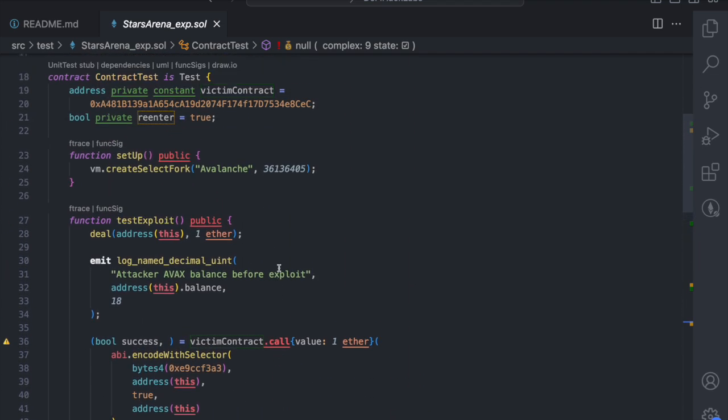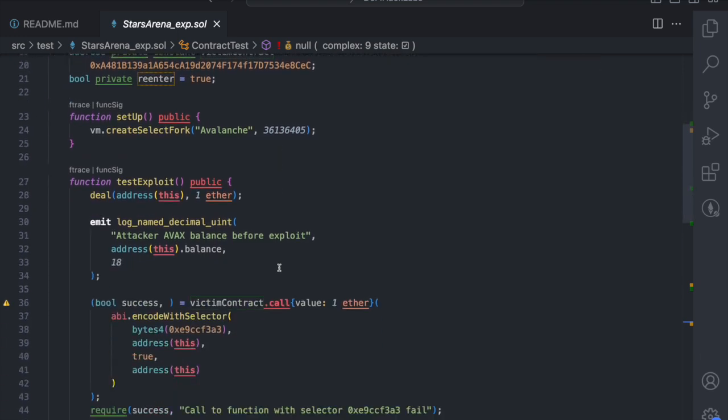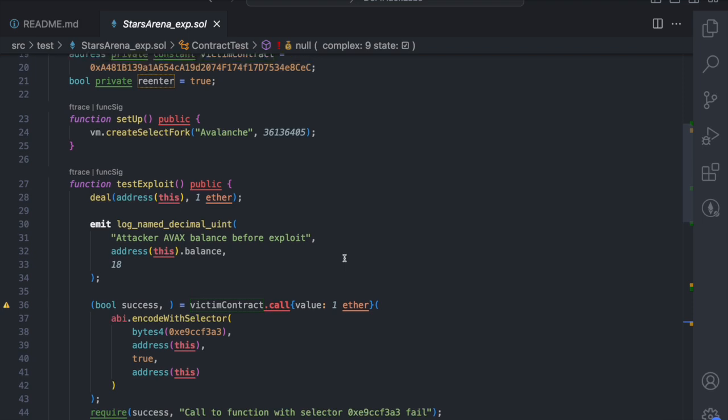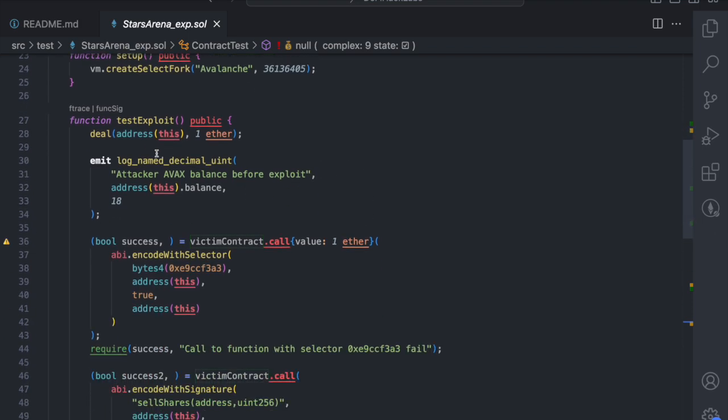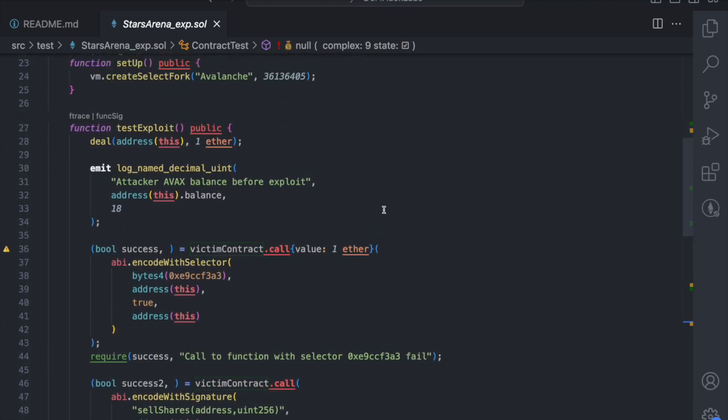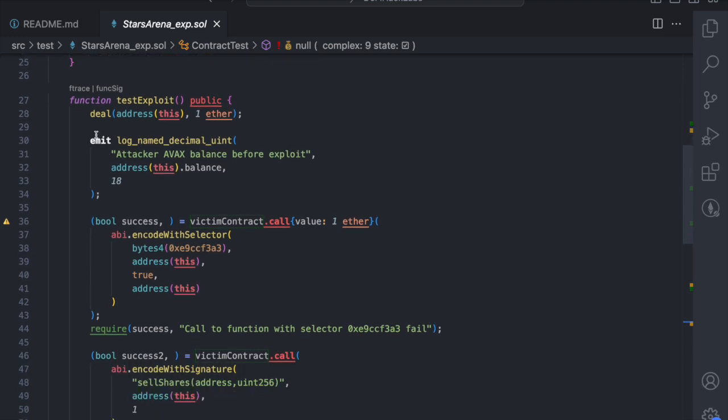So what the attacker figured out was a way to re-enter into the contract where when they sell the shares, they actually get more shares than they should have. So that's kind of the overview, highlighting how this attack happened. But let's look at the code to see what happened from an exploit contract perspective, since we don't have the victim contract code itself.